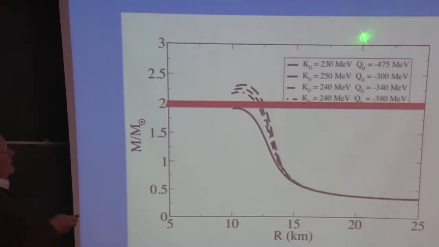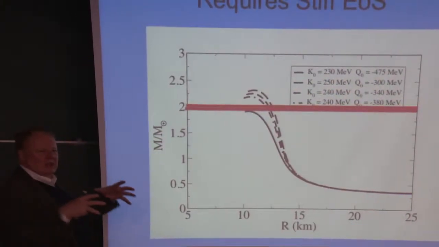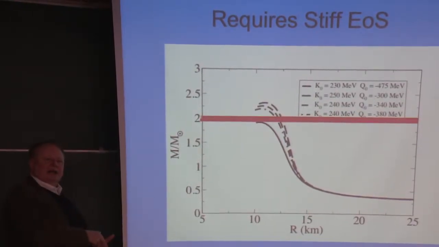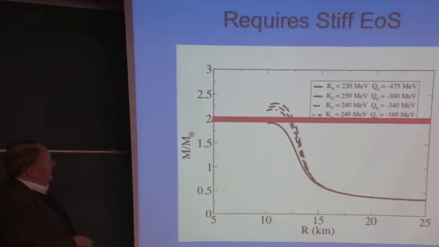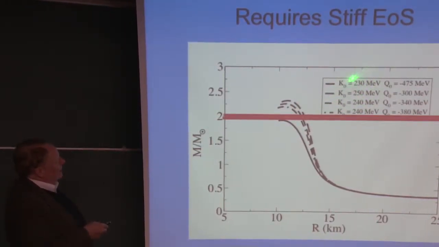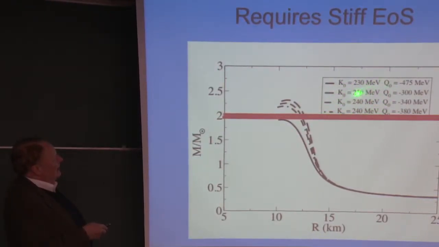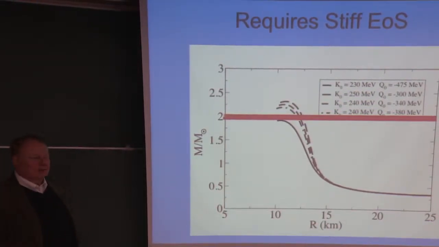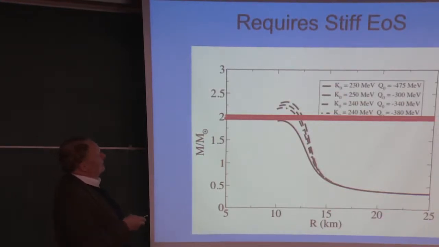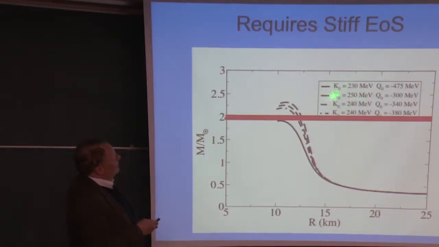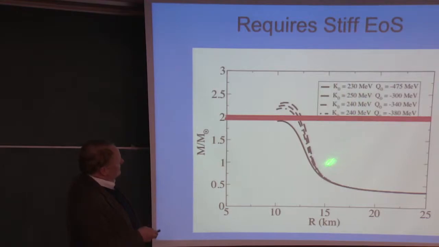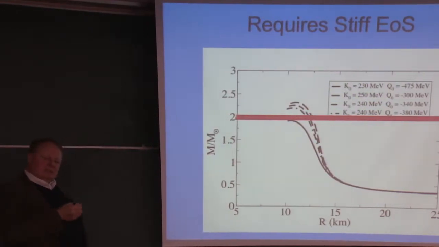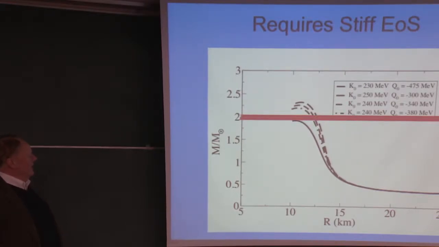And if this is a big number, it's stiff, and you can get a very massive neutron star before it collapses to a black hole. So it turned out most of the other equations of state had values of like 220 MeV in units of this parameter. But now it turns out you need something more than 230. Let's see, the 230 line just barely gets there. So you need a stiff equation of state.